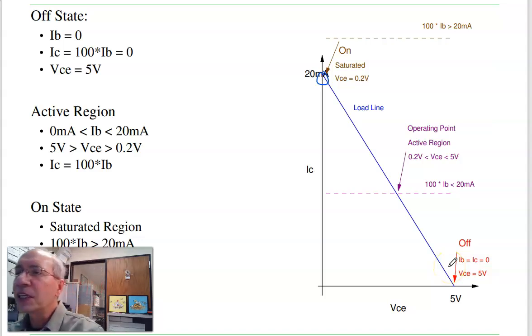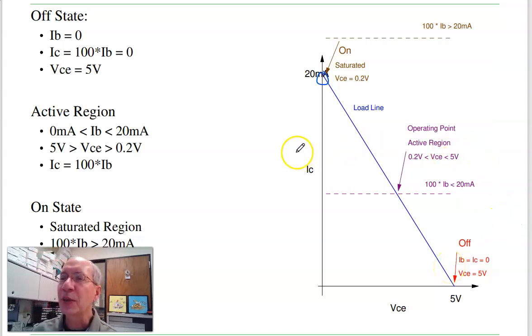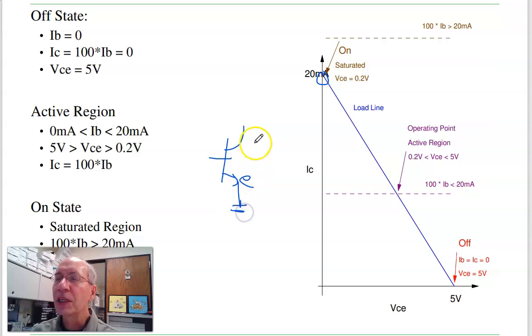Now this is actually how I test it in lab. If I have a transistor, I've got the emitter tied to ground. Here's the collector. I want to measure the voltage at the collector. If it's 0.2 volts, close to 0 but not quite, the transistor is on. If it's right around 5 volts, the transistor is off.